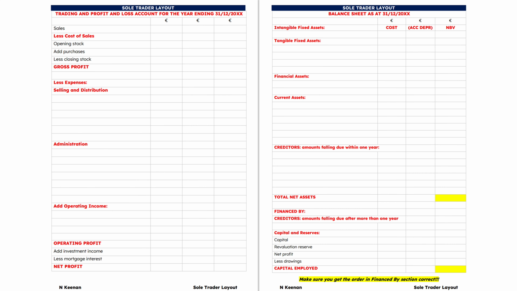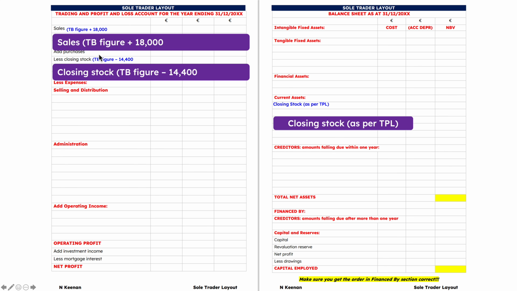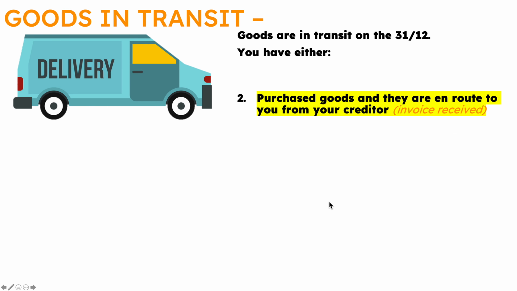All right, so closing stock, we minus 14,400, and in the balance sheet, we'll just have as per TPL. Then in the sales, we'll add 18,000, and then the debtors will add 18,000. So next we'll look at the one that has come up quite regularly. So purchased goods and they are en route to you from your creditor.